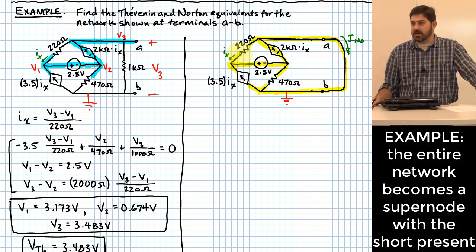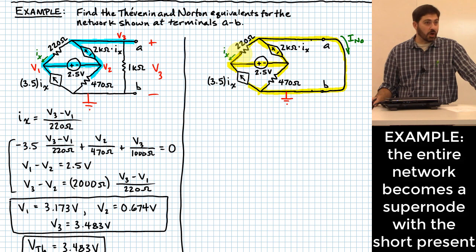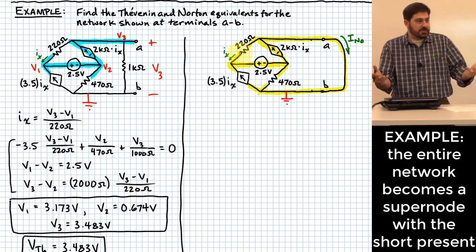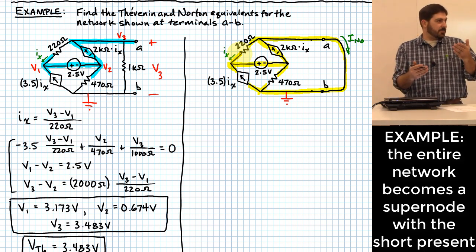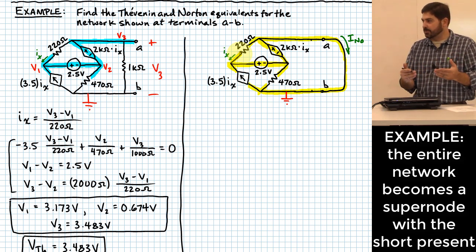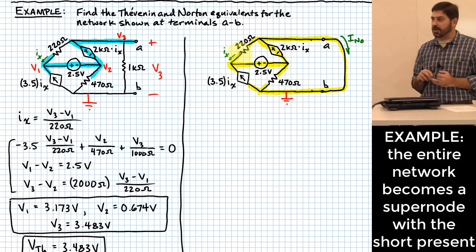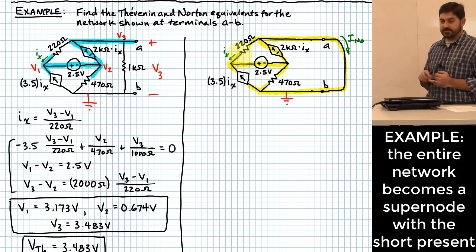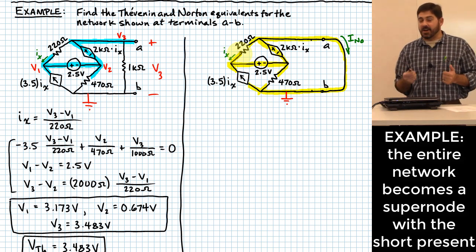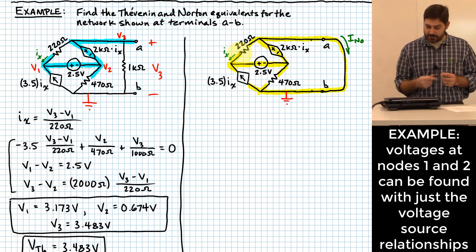Can I do any KCL equations if I'm going to treat that as a supernode? No, why not? There isn't even a pair of nodes for me to think about current flowing from one node to another across some path or another. Well, that's kind of interesting. Does that keep us from being able to analyze this circuit? As you might suspect, it does not, but we have to start thinking about what our other relationships are.